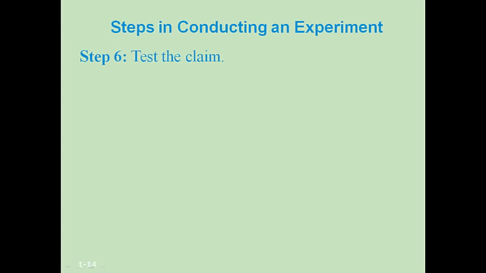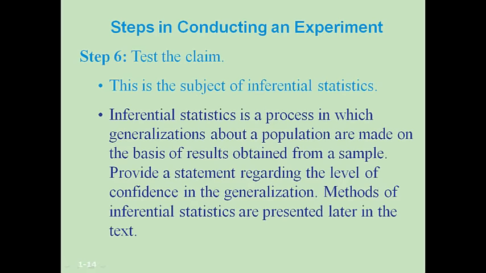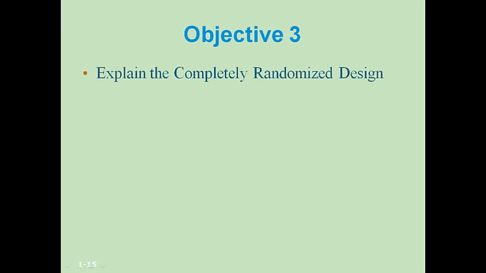And step 6 is to now test the claim. This is the subject of inferential statistics. Inferential statistics is a process in which generalizations about a population are made on the basis of results obtained from a sample. Provide a statement regarding the level of confidence in the generalization. Methods to do this will be presented later.